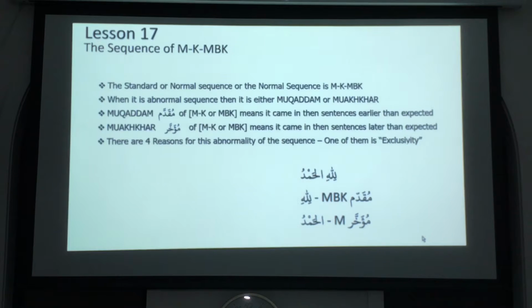There are 4 reasons for this abnormality of the sequence. There are 4 reasons Allah subhanahu wa ta'ala changed this sequence, okay?